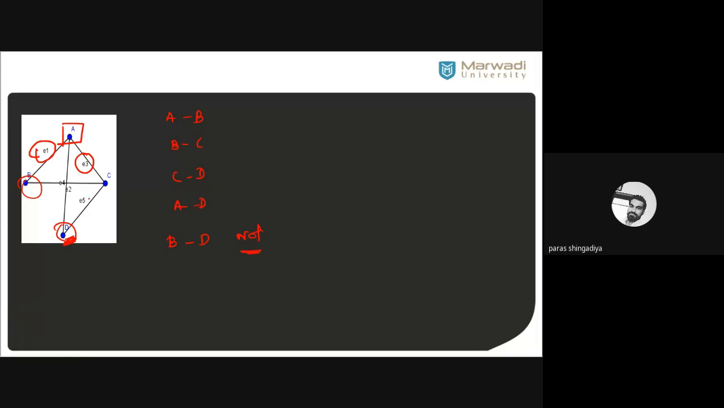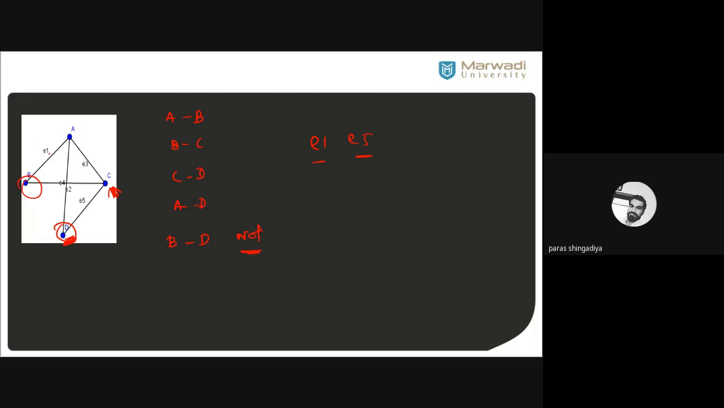Similarly, you can say E3 and E5. E3 and E5 are connected by the vertex C, so E3 and E5 are also known as adjacent edges. Similarly, E3 and E4 are adjacent edges. But which is not adjacent? E1 and E5. Take E1 and take E5 and check those edges.